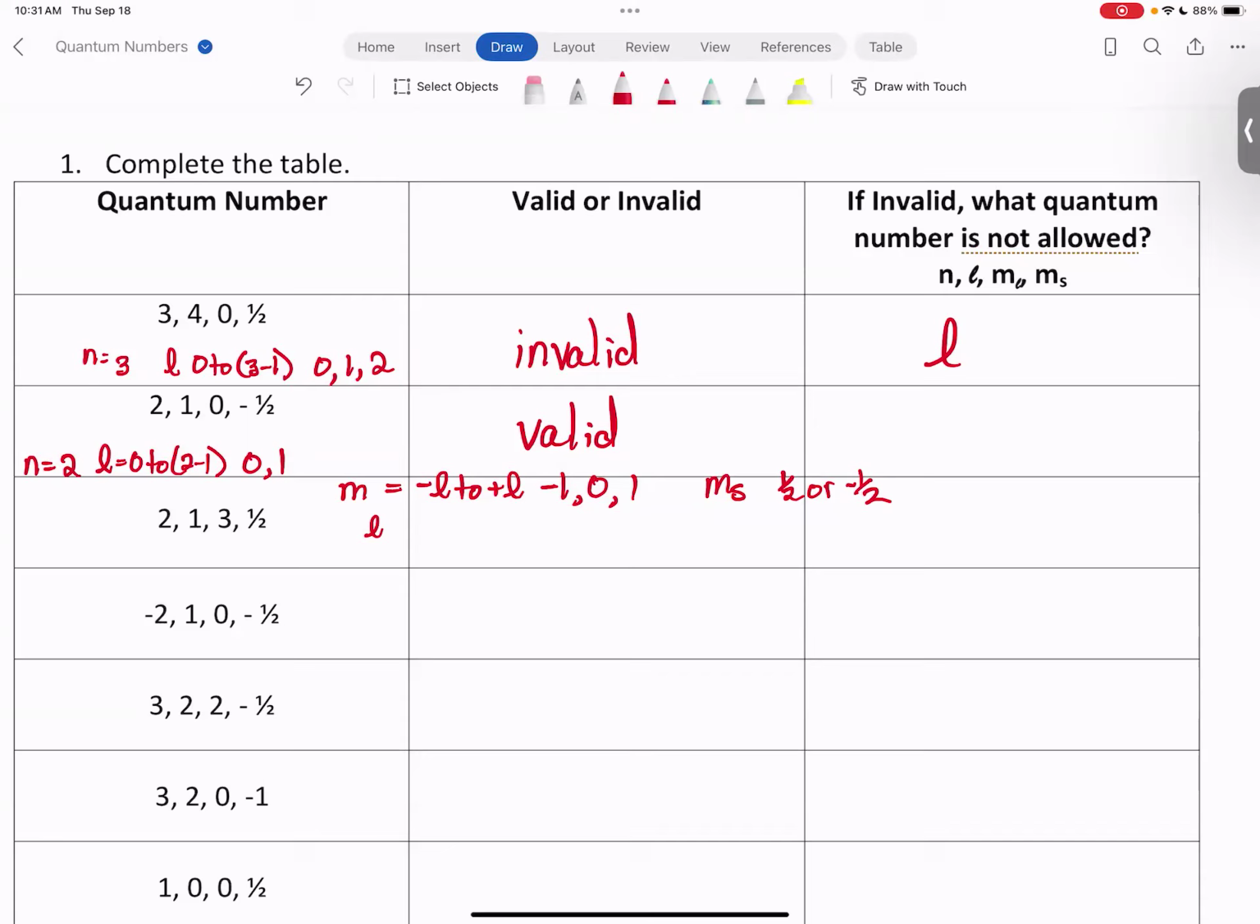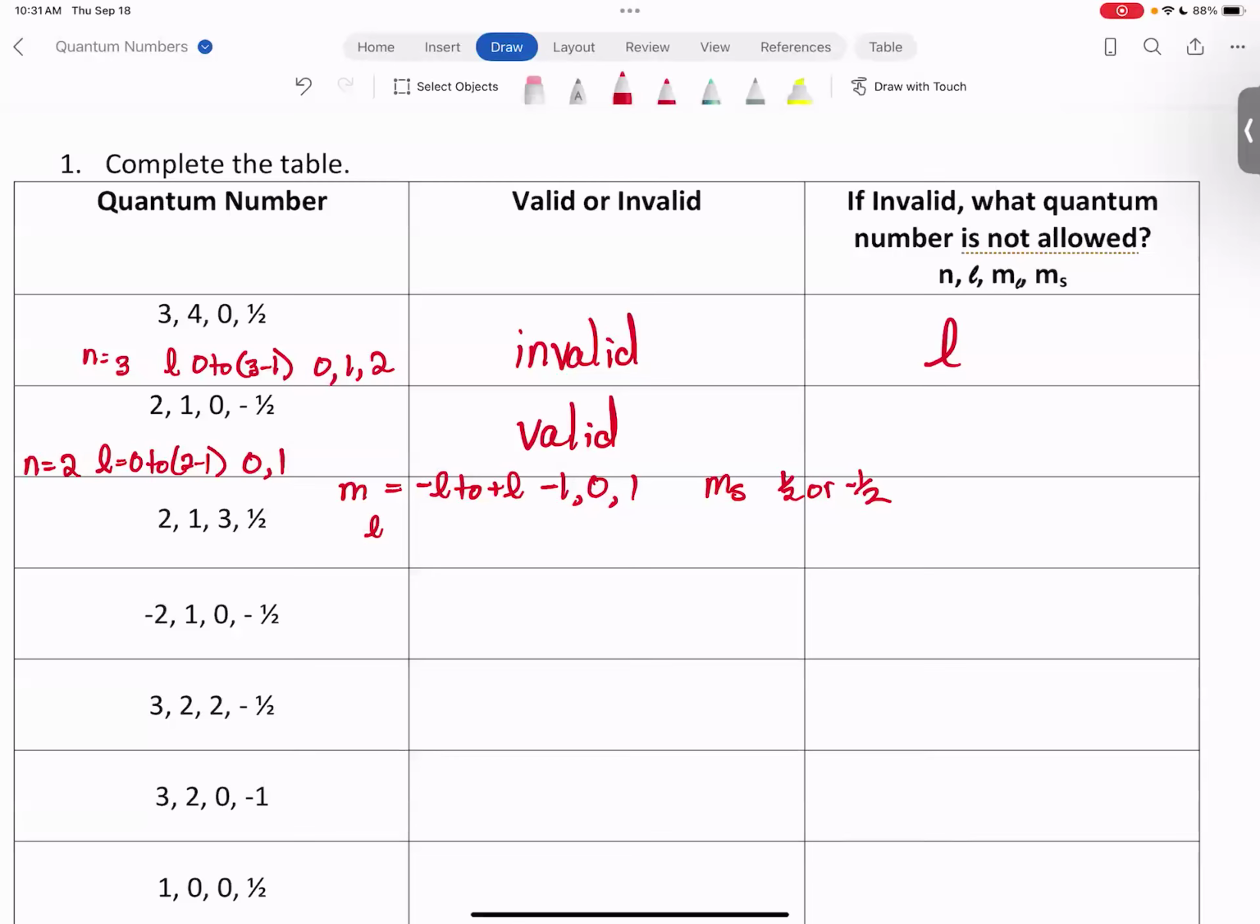Okay. How many people say it is valid? How many people say it is invalid? Okay, the majority say it's invalid. That's good. Now, which letter is invalid? Is it n, L, M sub L? Was M sub S invalid? No, always check all of them.